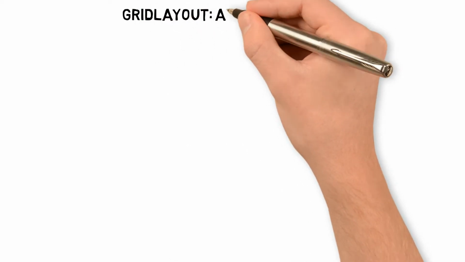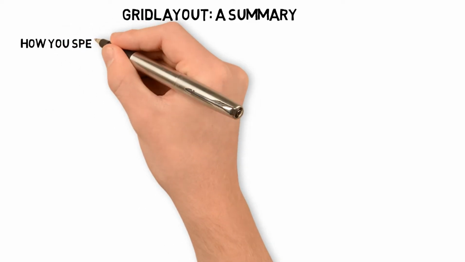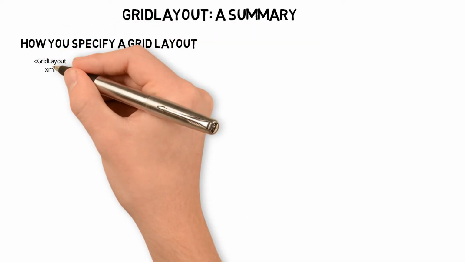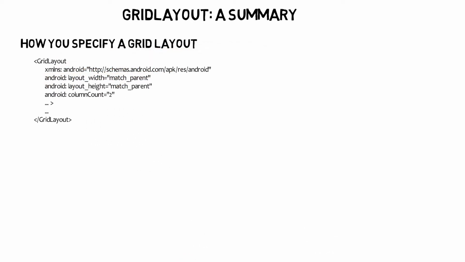Here's a summary of how you create grid layouts. How you specify a grid layout. You specify a grid layout using grid layout. You specify how many columns you need using the Android column count attribute. You say how many rows you need using the Android row count attribute.